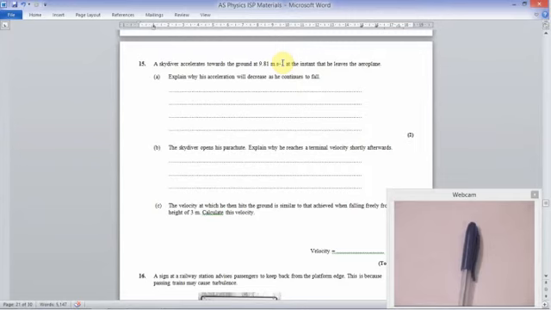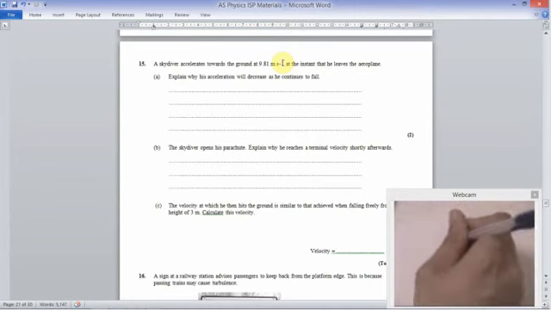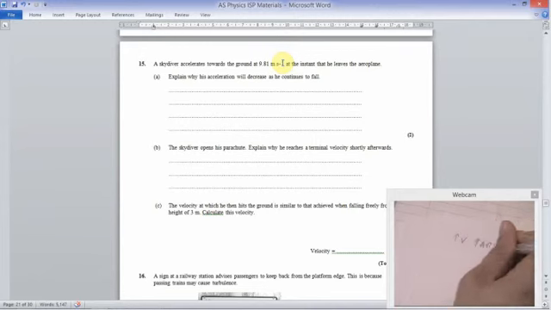Explain why this acceleration will decrease as he continues to fall. So remember, he's getting faster. The whole idea with terminal velocity is his velocity increases, which means his air resistance increases, which means the resultant force decreases, which means his acceleration decreases. That is the basic property behind terminal velocity.